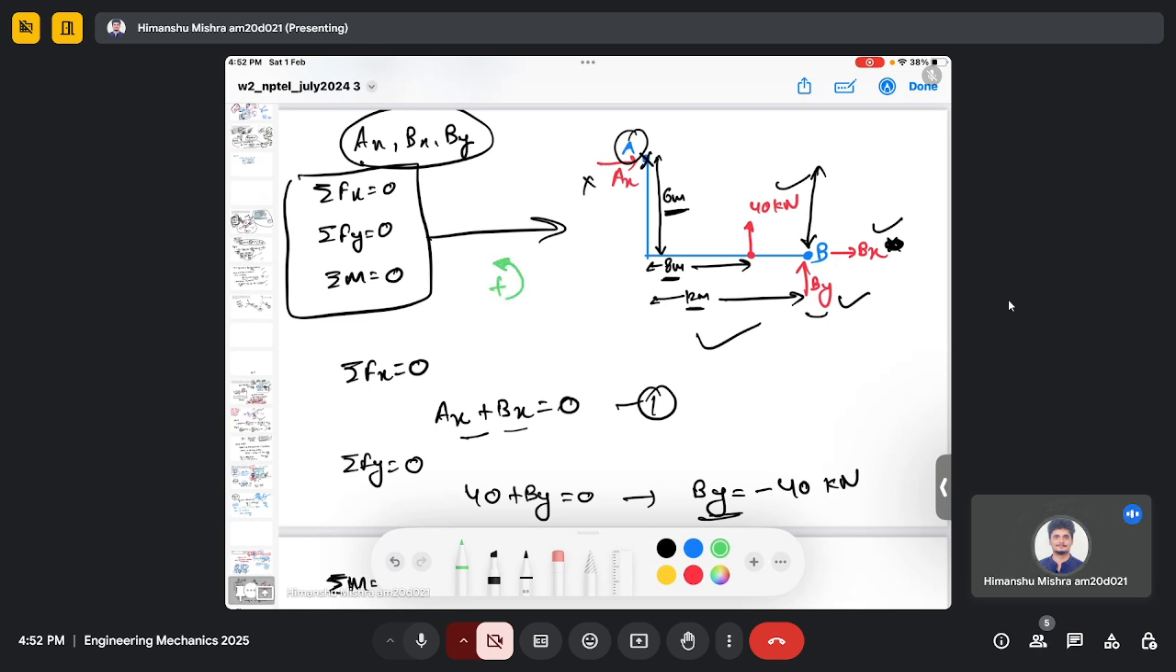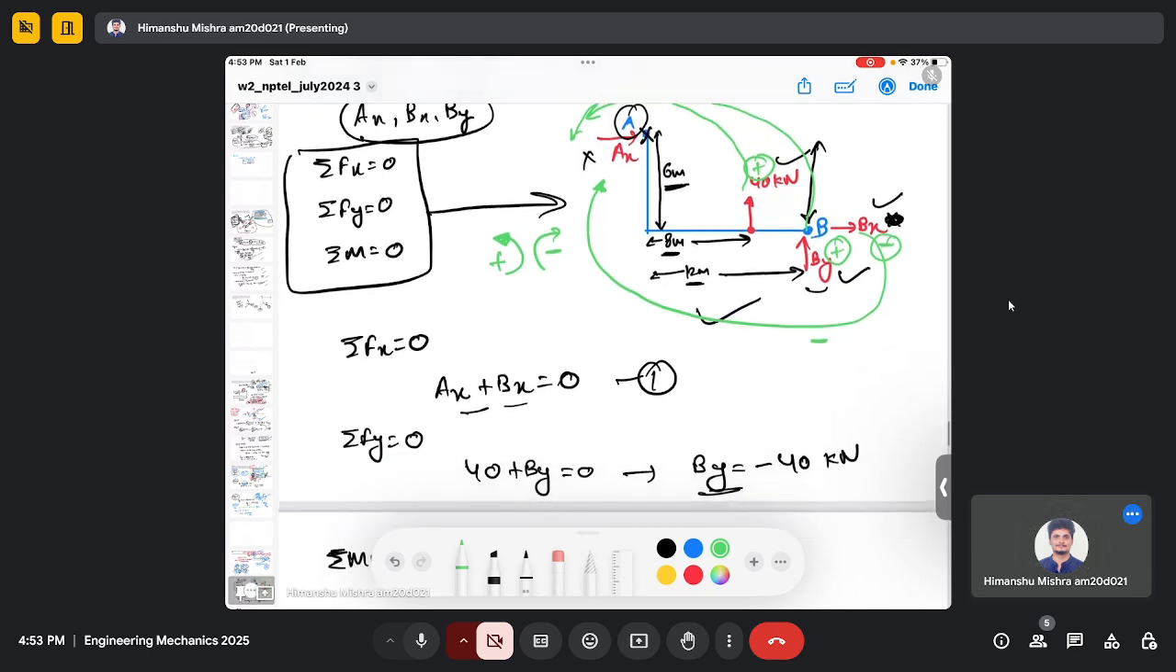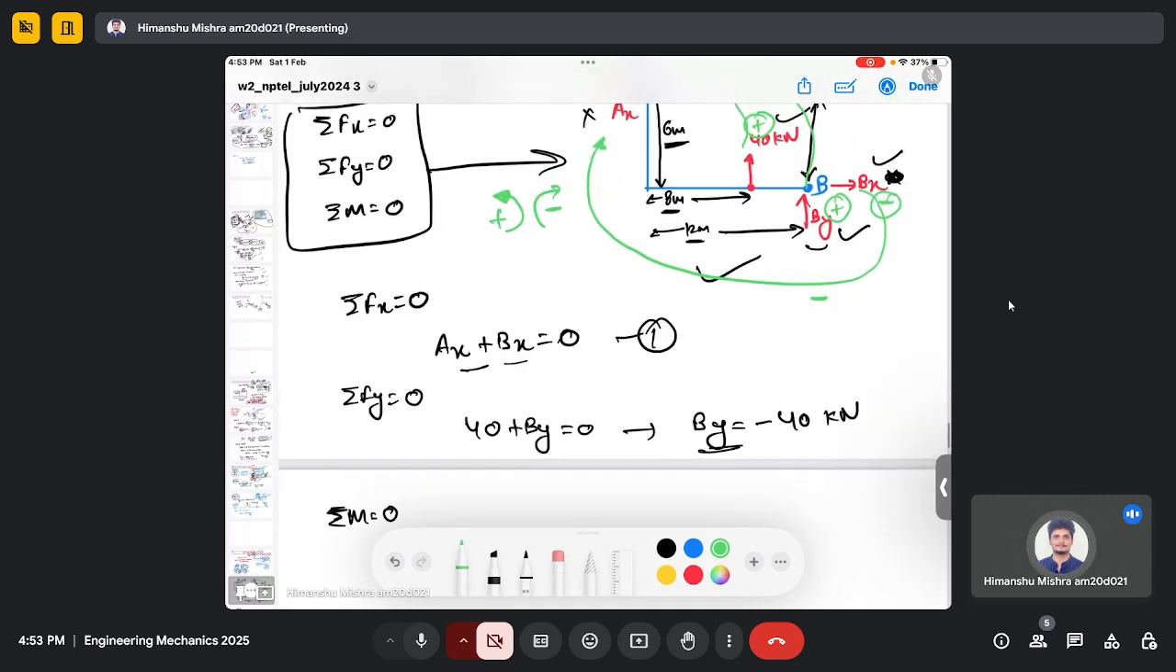So let's say counterclockwise is positive, clockwise is negative. This 40 kilonewton force rotates about point A in the counterclockwise direction, so it has a positive moment around point A. My Bx will rotate in a counterclockwise direction about point A, which induces a negative moment about point A, and By will rotate again in the counterclockwise direction, which means By will induce a positive moment. So it's pretty easy to see the signs of each moment induced by each of these forces about point A. So we just write.